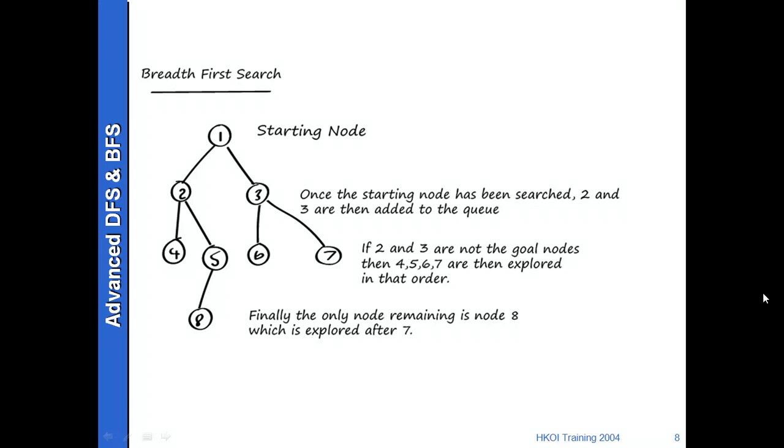Starting with the first vertex, we have number 1. Then we will visit the adjacent branches that we have as number 2 and number 3. After visiting number 2 and number 3, since they are not the goal nodes, we will then move to 4, 5, 6 and 7, which will be explored in that order. Finally, the number 8 vertex will remain. So finally we will explore it after 7.